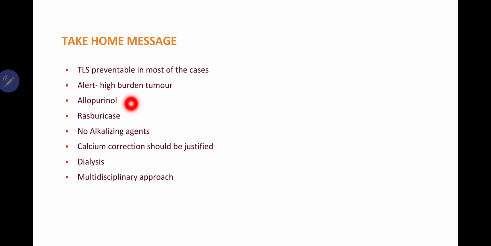Allopurinol is a uricosuric drug, can be used in prophylaxis. Rasburicase can be used in pre-existing disease or high tumor burden diseases. No alkalizing agent should be used because it will worsen our disease condition. Calcium should not be corrected unless the patient is symptomatic. Dialysis should be done in the patients of the conditions that we have discussed, and if there is a TLS, it should be a multidisciplinary approach.